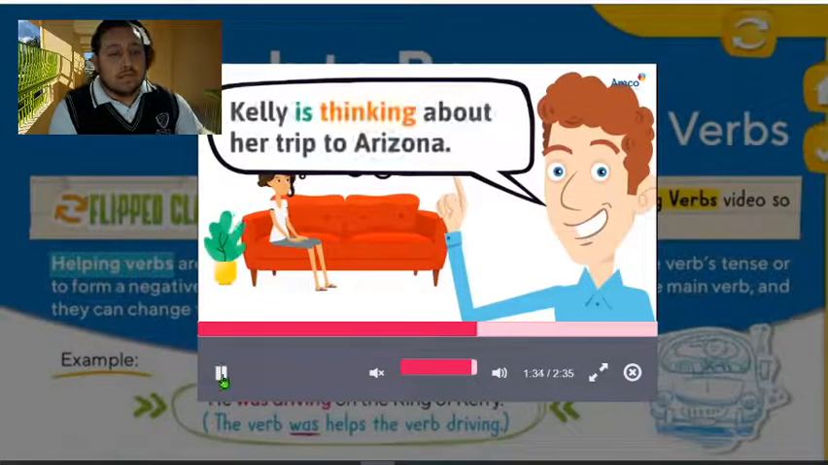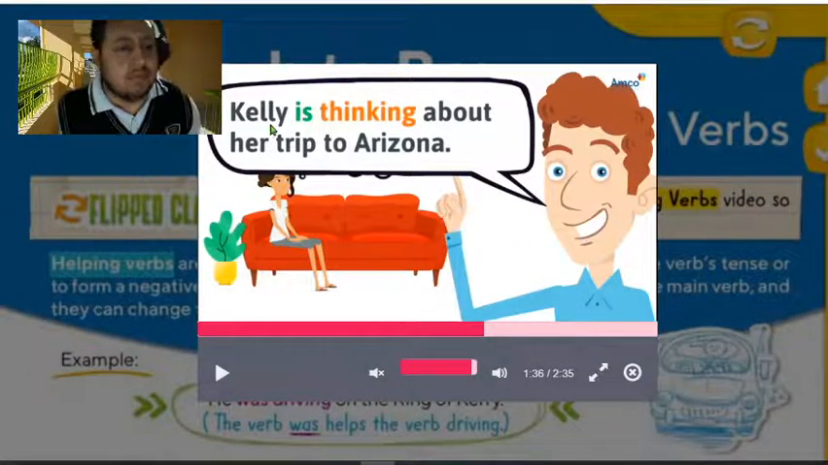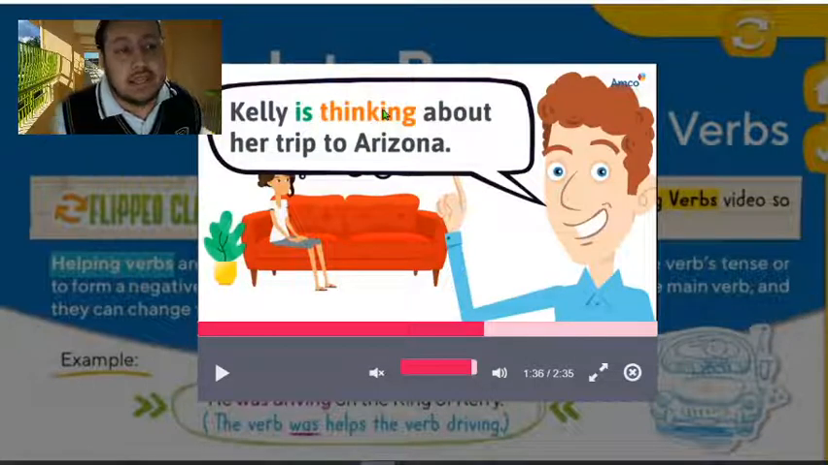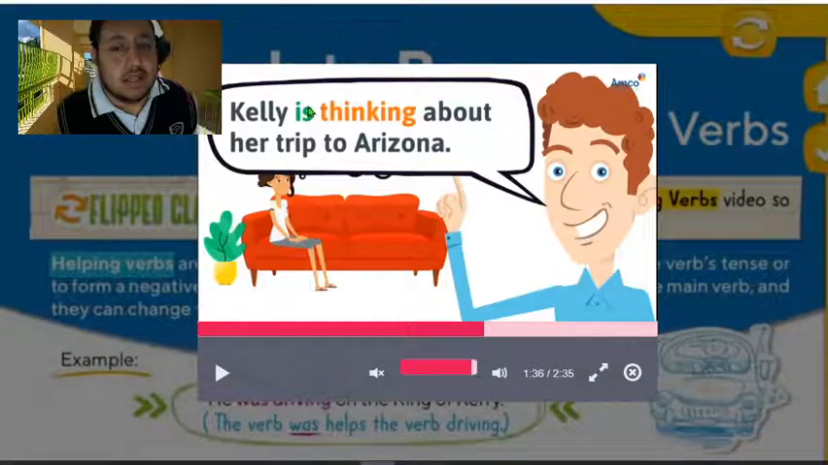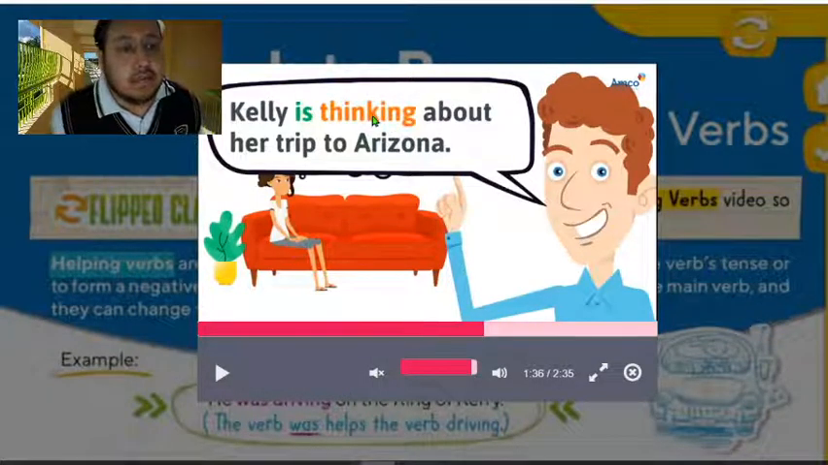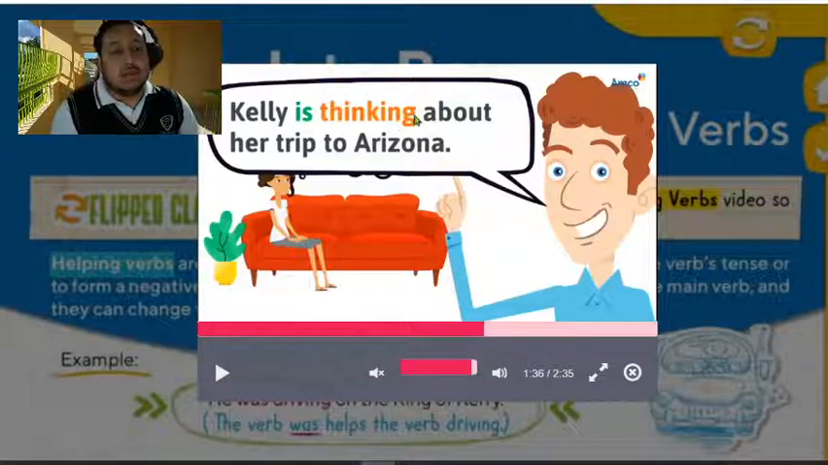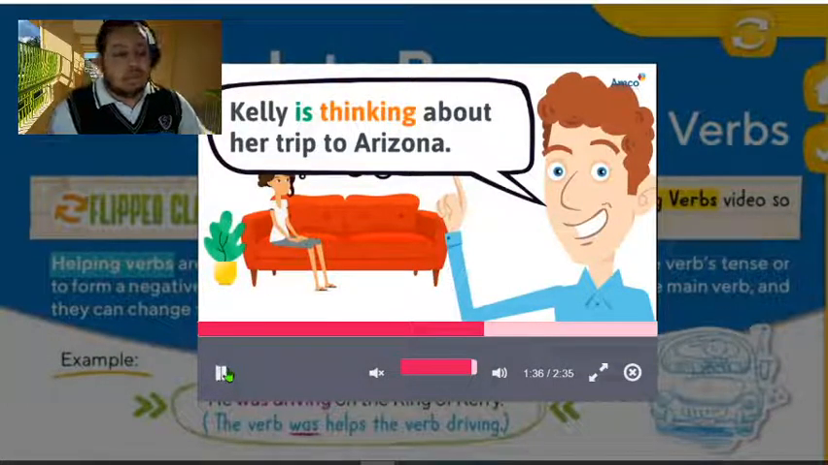Kelly is thinking about her trip to Arizona. We have here another example. Kelly, the subject, el sujeto, verb to be is thinking, the main verb. Auxiliary, helping verb, main verb. ing, recuerden, entonces si está antes de un verbo con ing, es un verbo auxiliar, helping verb.